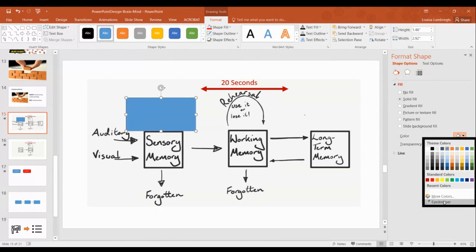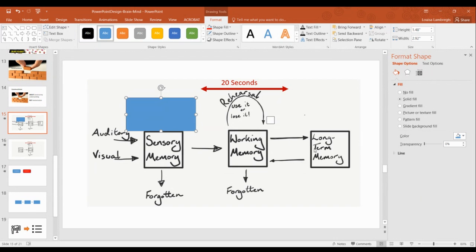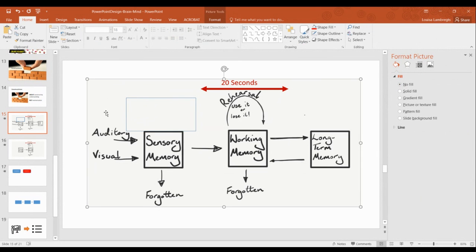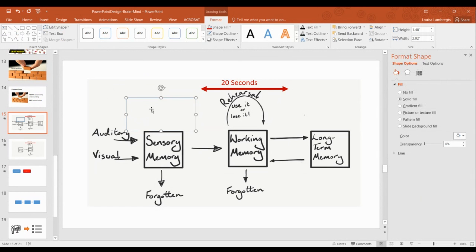And what I can do is click the eyedropper. So what happens is with my object still selected, I click on the background with my eyedropper. And that changes the box to the same color as the background. Now I can't stop there because if I click away, there's still the outline of the box. So I click on the box itself.